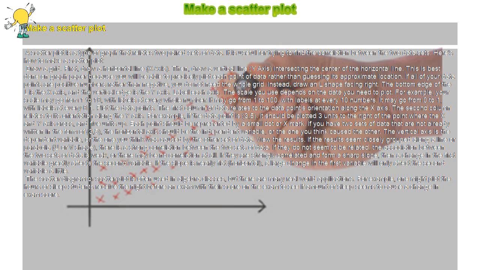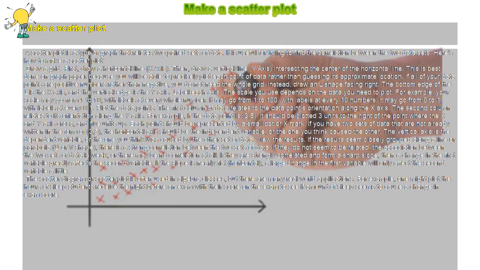Label each axis. The scale you use depends on the data you need to plot. For example, your scale may go from 1 to 10, with labels at every whole number. It may go from 1 to 100, with labels at every 10 numbers. It may go from 0 to 1, with labels at every 0.1.